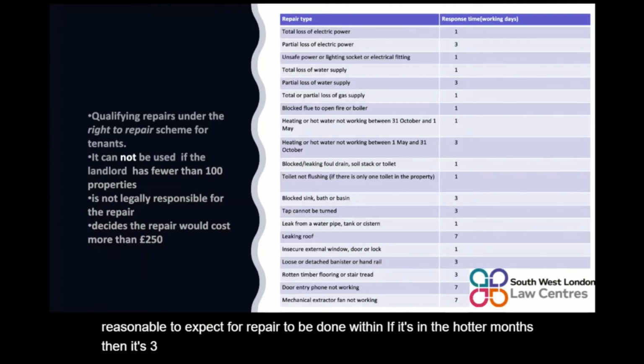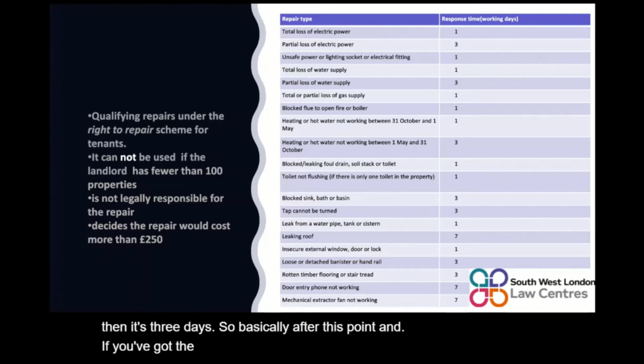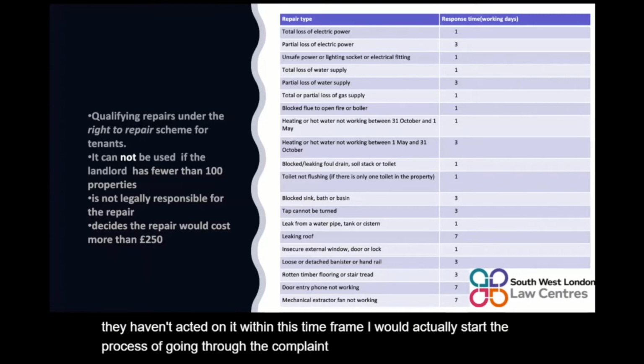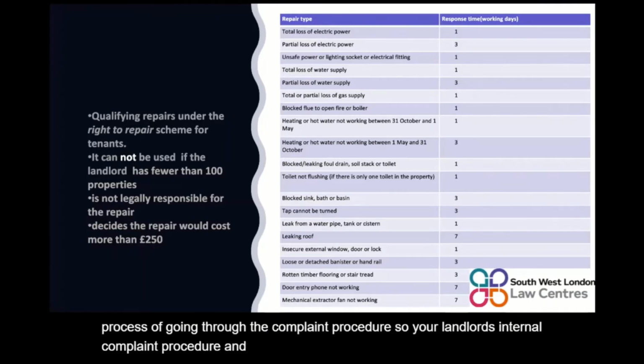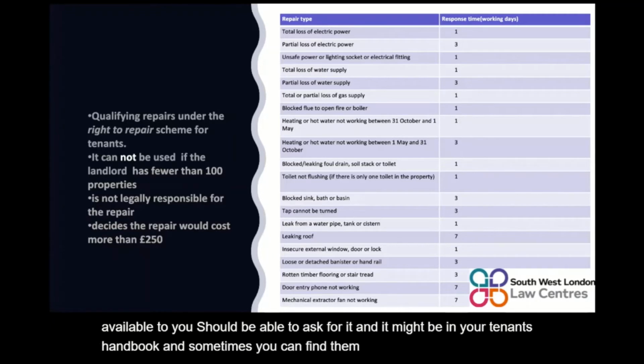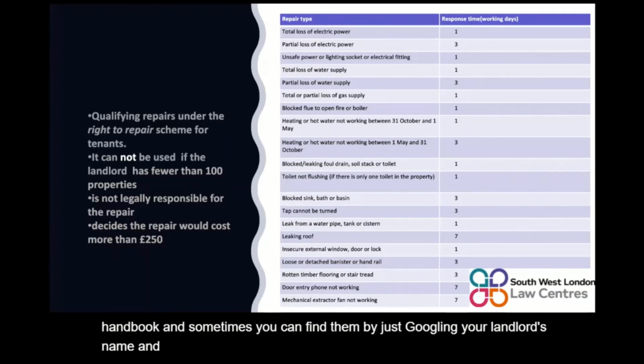So basically, after this point, if you've got the issue, you've reported the issue to your landlord, and then they haven't acted on it within this time frame, I would actually start the process of going through the complaint procedure, so your landlord's internal complaint procedure. And they should publish it. It should be public. It should be available to you. You should be able to ask for it. It might be in your tenant's handbook. And sometimes you can find them by just Googling your landlord's name and then saying complaint procedure.